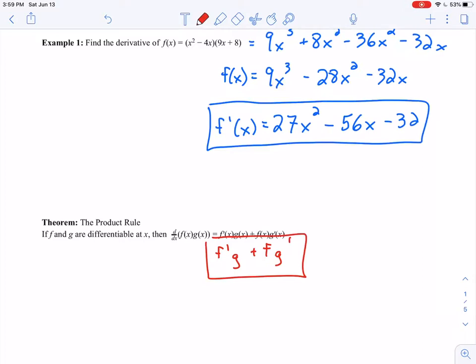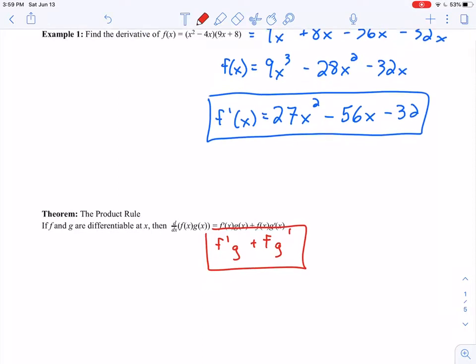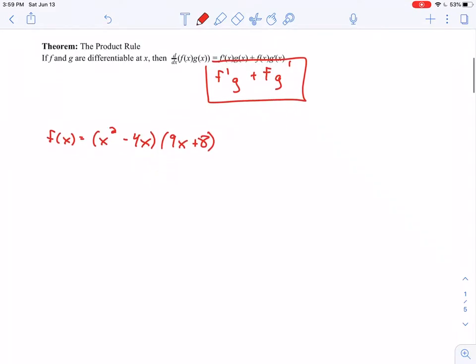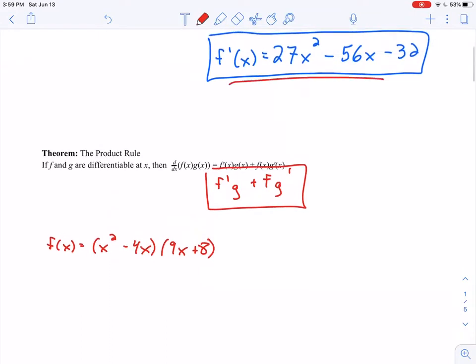So just to show that the product rule does in fact work, I actually want to use it on this derivative right here. So let me rewrite my function. f of x is equal to x squared minus 4x times the quantity 9x plus 8. So I'm going to show you how to use the product rule with a function like this without distributing, and then we should get exactly the same answer we did earlier.